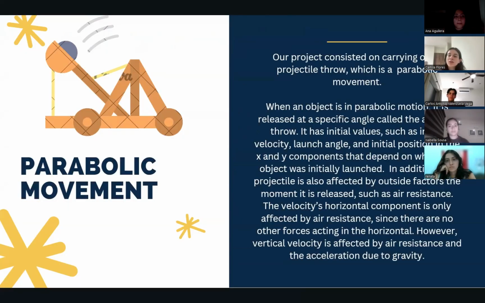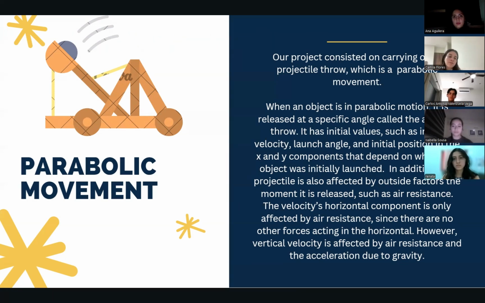Our project consisted of carrying out a projectile throw, which is a parabolic movement. When an object is in parabolic motion, it is released at a specific angle called the angle of throw. It has initial values like the initial velocity, launch angle, and initial position in the x-y components that depend on where the object was initially launched. In addition, the projectile is also affected by outside factors such as air resistance.